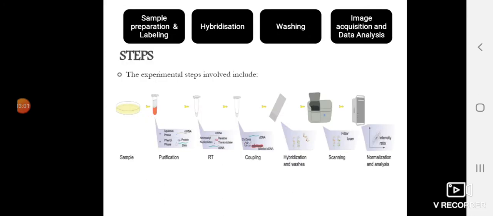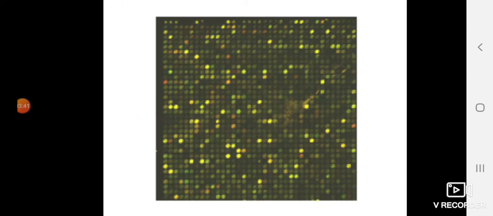It includes first the sample. They are going to purify the sample, means isolate the mRNA molecules. Then they produce the cDNA out of it, and then coupling, means labeling, is going to be done with the fluorescent label, and then the hybridization is allowed to happen with the chip. And after hybridization there will be washing and scanning, and finally whatever data is obtained after the scanning will be analyzed for expression studies or presence of the target.